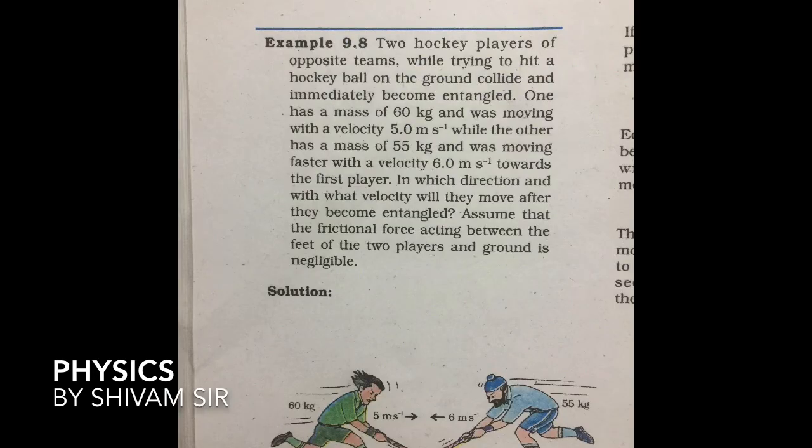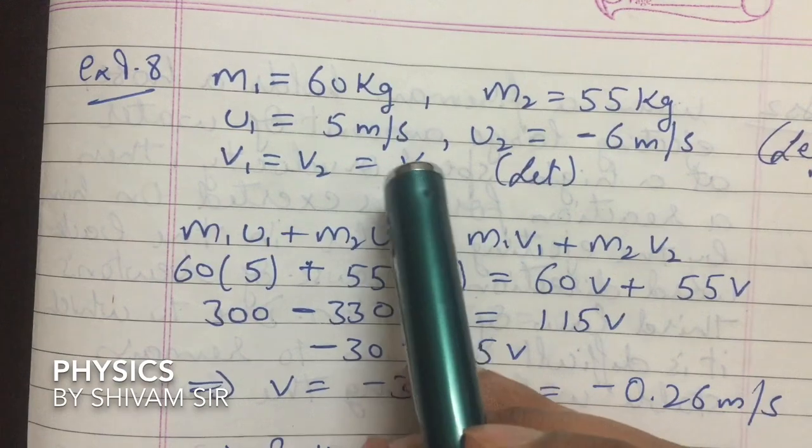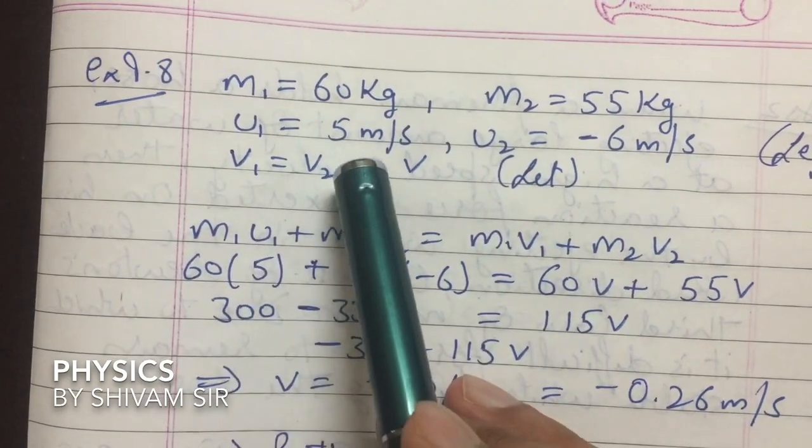Next we have example number 9.8. Two hockey players of opposite teams, while trying to hit a hockey ball on the ground, collide and immediately become entangled. Entangled means they start moving together. One has a mass of 60 kg, so m1 is 60 kg, and was moving with a velocity of 5 meter per second, so u1 is 5 meter per second.